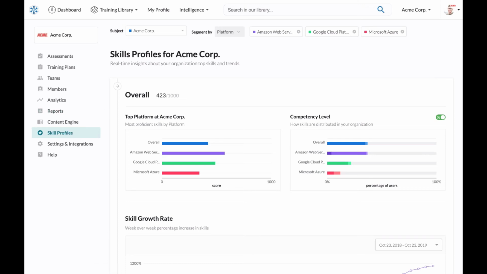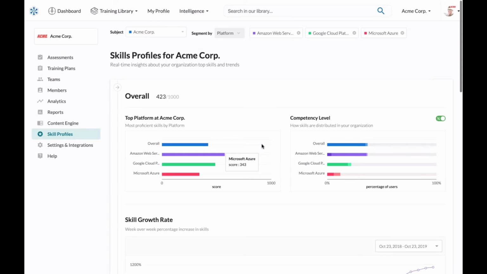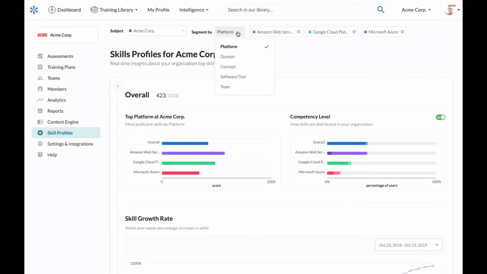Here we are seeing the overall skills of this company. Basically here we can see their score on the various platforms, but remember that here on the top you can also do the comparison on domain or teams or whatever you want. And here on the left, you can see the competency level. So let's suppose that I want to know how many experts about Amazon I have in my company. I can just go here with my mouse. I can see 4% of people in my company are advanced users of Amazon Web Services.